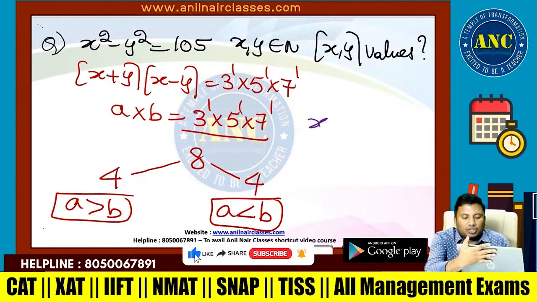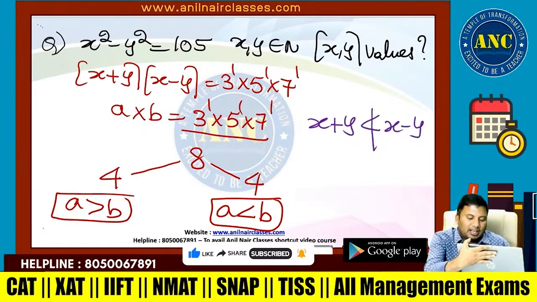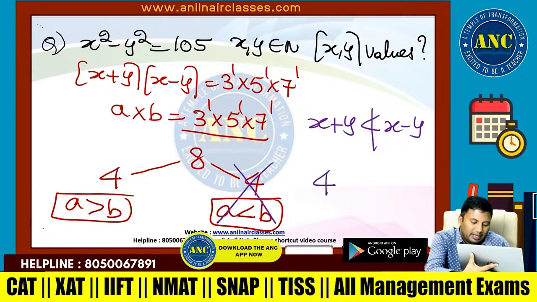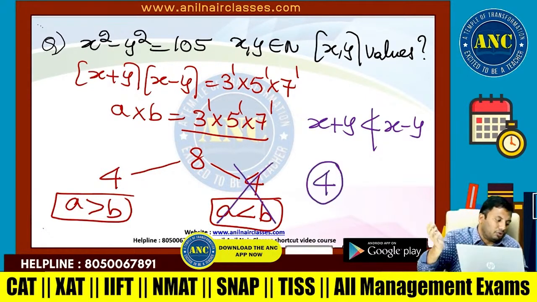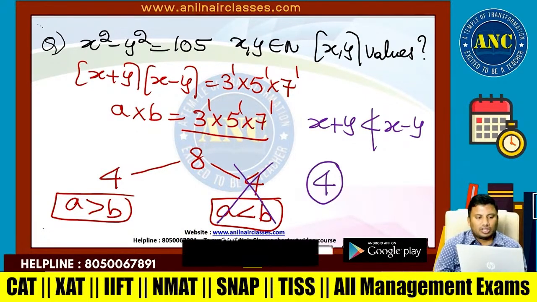The sum of two natural numbers can never be less than x minus y. So these 4 cases are eliminated. The answer for this question is 4.